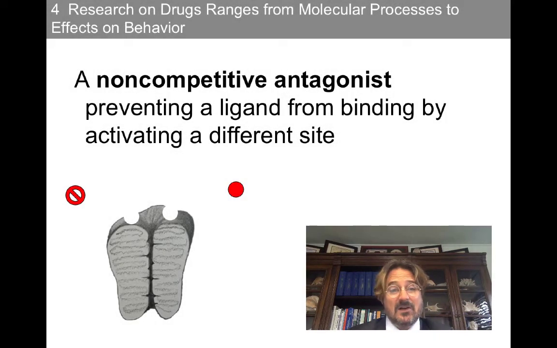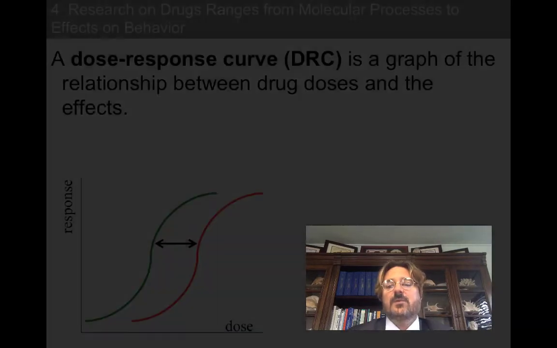Now, if these were non-competitive antagonists, they prevent a ligand from binding by acting on a different site. As you can see, we have two different binding sites on this receptor. And whenever the non-competitive antagonist on the left binds to a site, it closes the binding site for the agonist. So the agonist cannot bind, can't exert its effect upon the receptor.